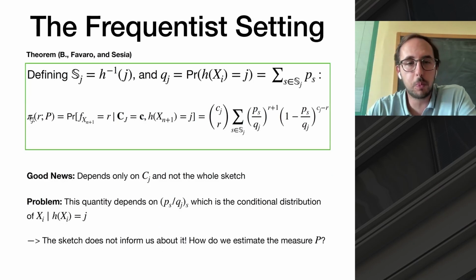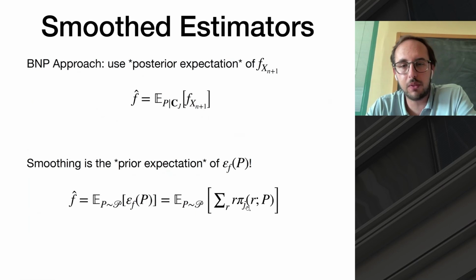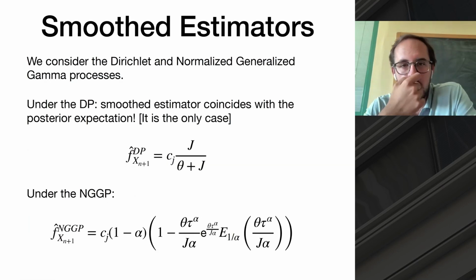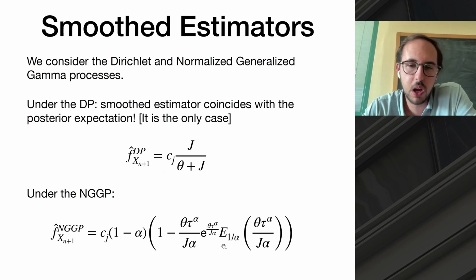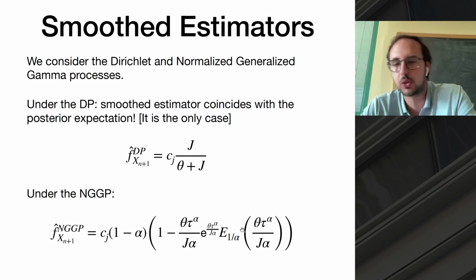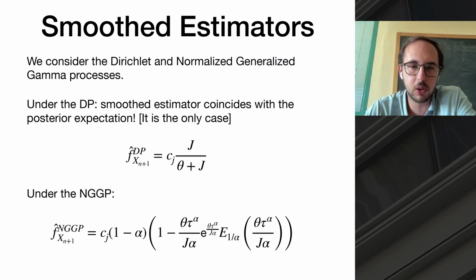That is, if I knew P, this would be the estimator on how many times I've seen xn plus 1, and then I average this estimator with respect to the prior. And so we have considered several cases, in particular the Dirichlet process and normalized generalized gamma process. Under the Dirichlet process, we have a very simple expression. Under the normalized generalized gamma process, again, it's a rather simple expression where here we have only the exponential integral function, which can be computed by standard software packages.